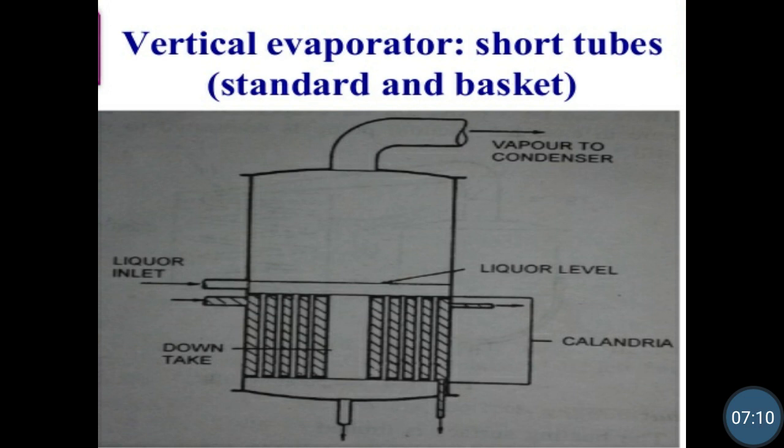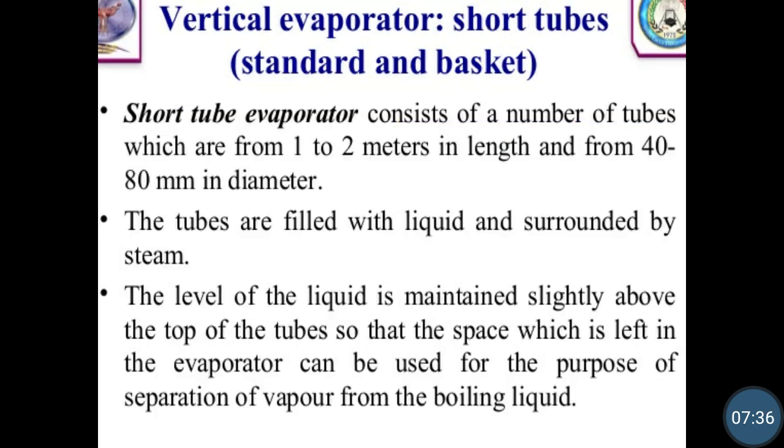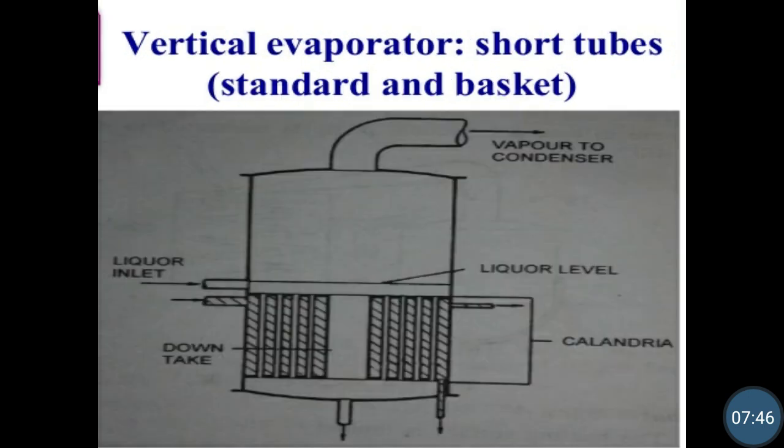When the liquid boils, it slightly comes over the tubes, vapors are formed, and the excess liquid is again collected by the downtake, which is again filled into these tubes. So this is the construction and working of the short tube evaporator.